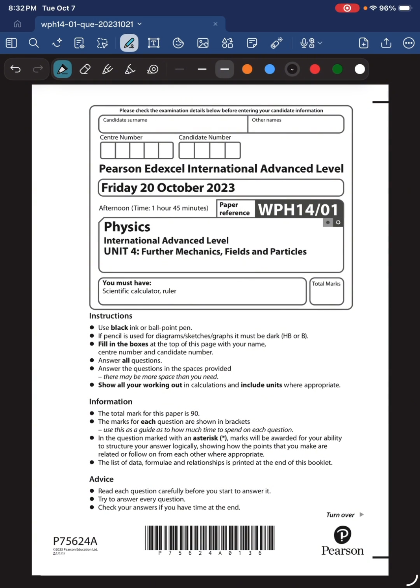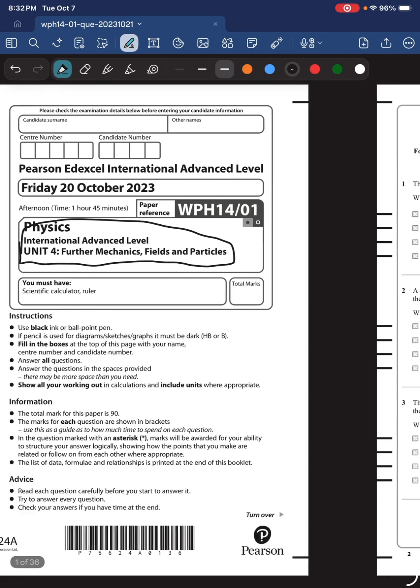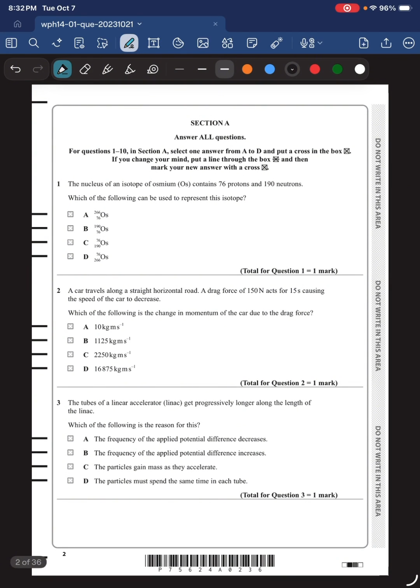Anyway, so this is the paper from October 2023, and it's Unit 4, guys, okay? Dealing with further mechanics, fields, and particles. And let's jump straight in. Okay, again, in Section A, there are 10 questions, multiple choice, 1 point each. This question should take you about 1 minute, okay? So usually the rule of thumb is 1 minute per mark, okay?